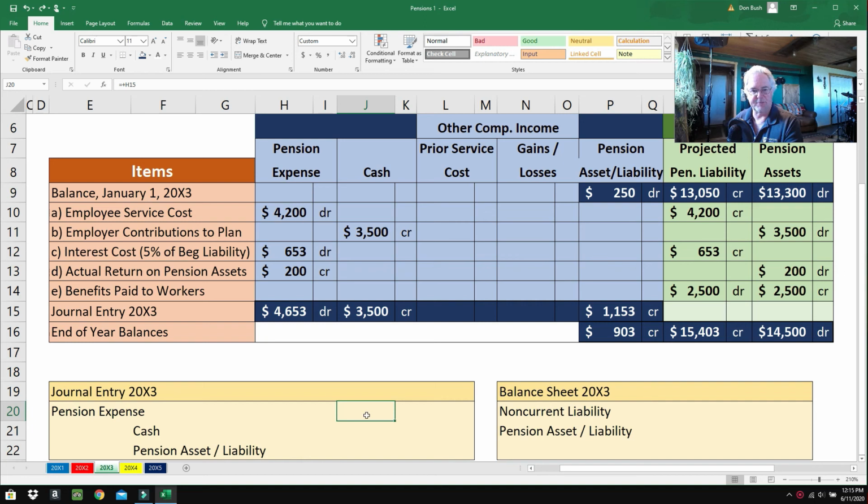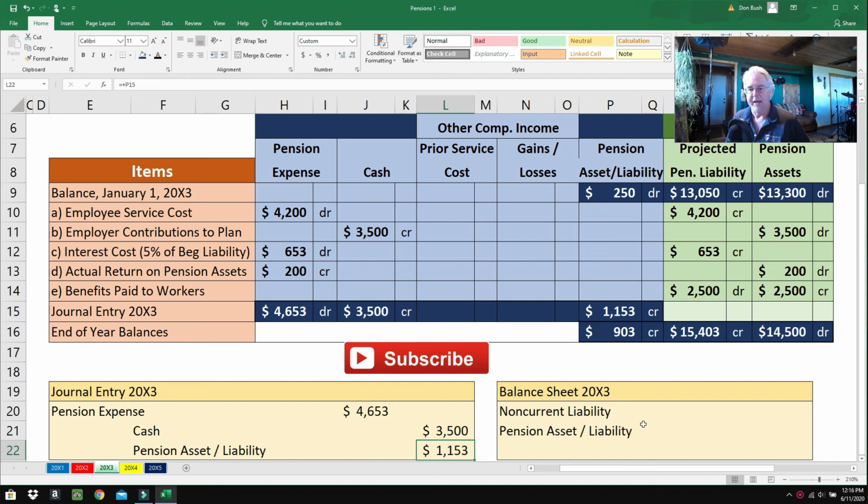So pension expense, we'll take the number right from here, $4,653. There we are, cash. It's a credit for $3,500. And finally, pension asset liability, it's a $1,153 credit. So we'll just put it in that slot right there. Now the balance sheet, always in the past we've had a non-current asset, but this time it's a non-current liability because they are underfunded. They're underfunded by $903. So the pension asset slash liability will be 903.